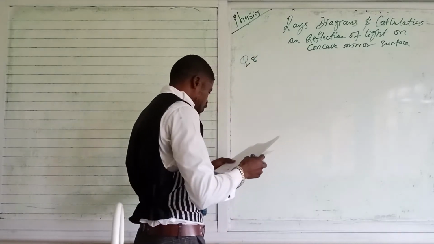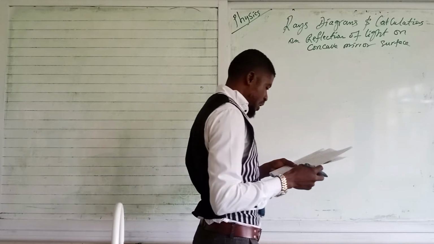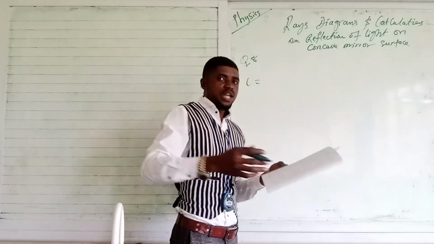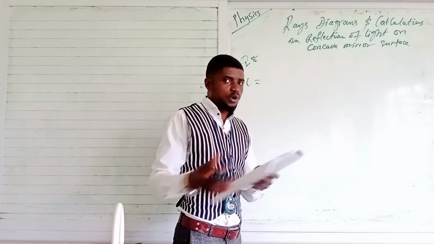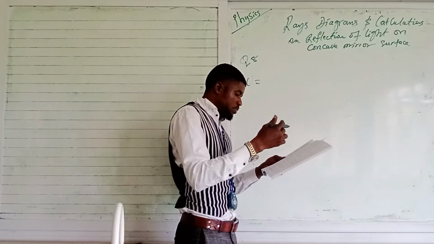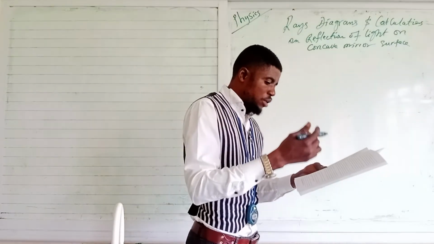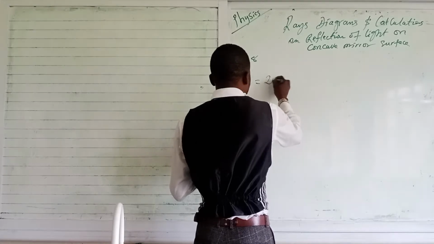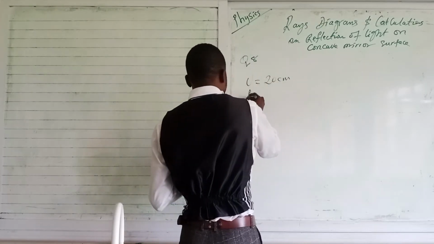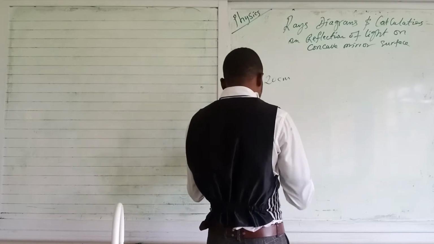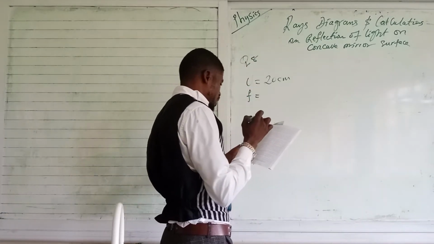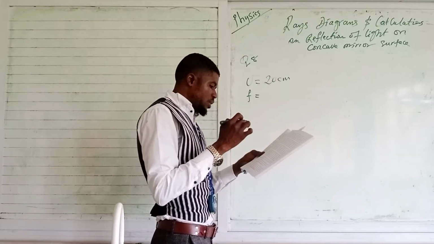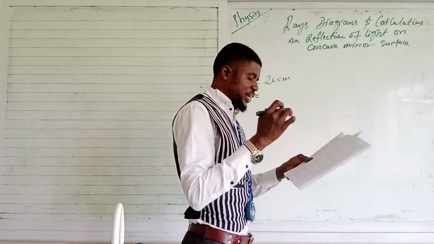An object is placed 20 cm in front of a concave mirror. So when I'm saying this, you'll be referring to the diagrams we have drawn in the other videos, and then you'll not be confused again. When I say an object is placed 20 cm in front of a concave mirror, meaning that is the object distance. So our U is 20 cm, and our F, focal length. An object is placed 20 cm in front of a concave mirror, of focal length 15 cm. Calculate the position of the image formed and the magnification.